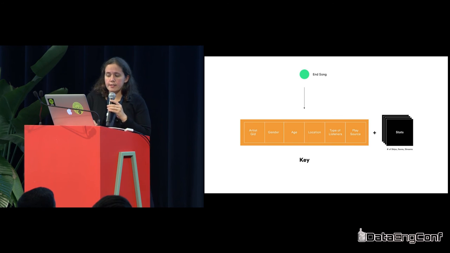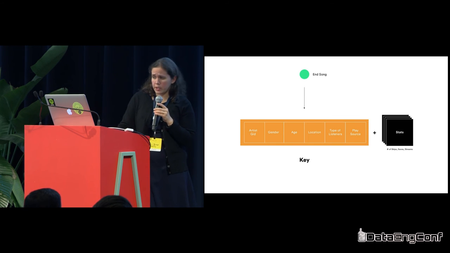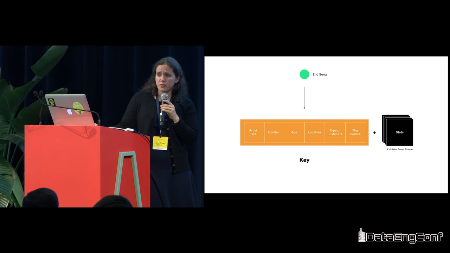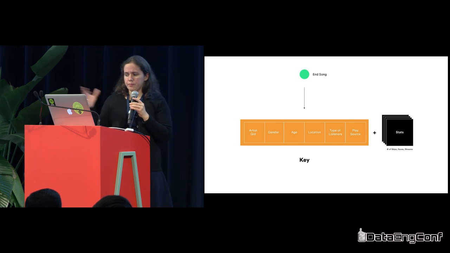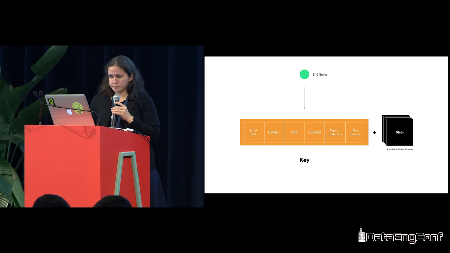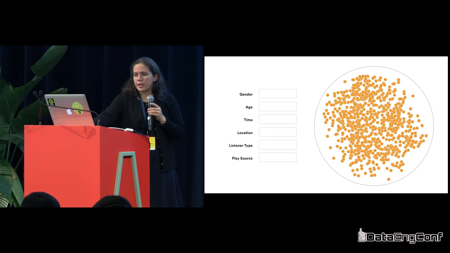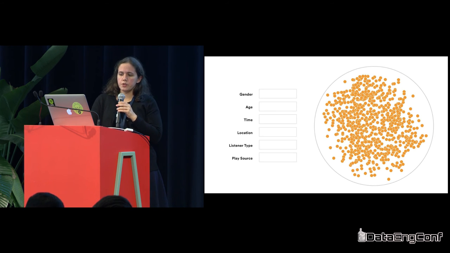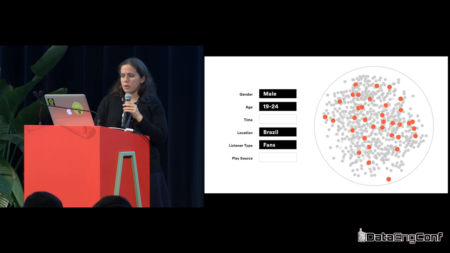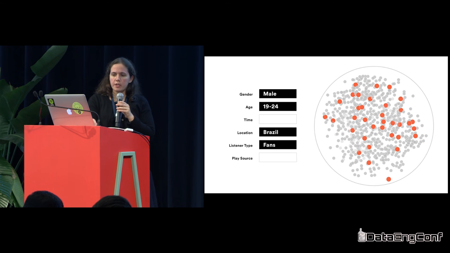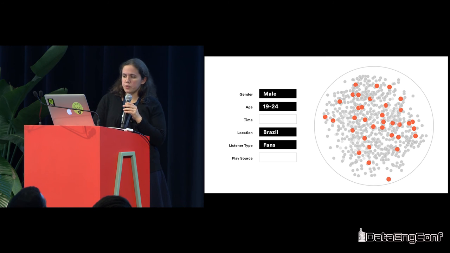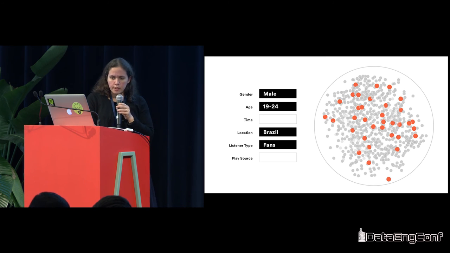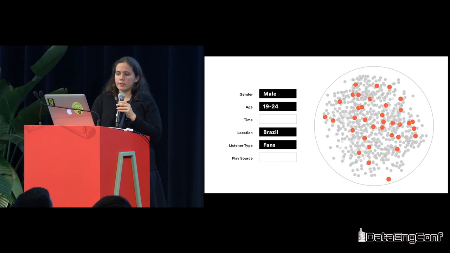Along with stats. And stats is any information that we want to keep, like number of skips, number of saves, number of streams, number of starts, stream starts, et cetera. Whatever you can think of. The way to think about it is if you have all these nsongs and you apply those different types of filters or aggregations on top of it, say you want to take a slice from it, and in this case male in this particular age range from Brazil and listener type fan, you would only get a subset of this.